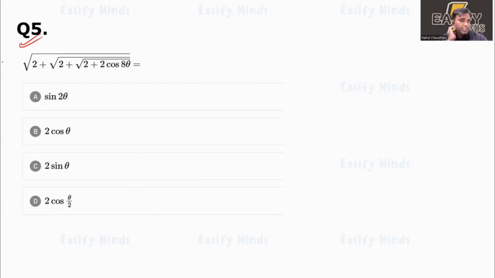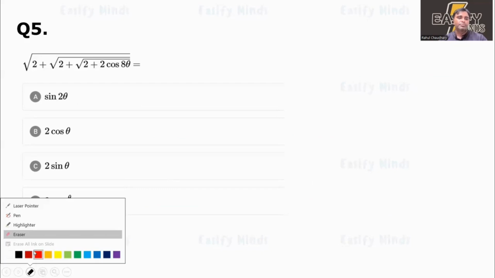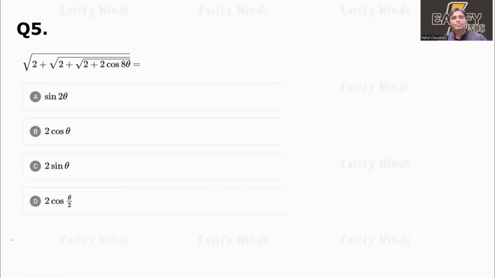Many times it appears in KCET and other entrance exams also, like COMEDK. Try to answer this. You all said the answer is B. So the answer is B, 2 cos theta. Now see how to do it.